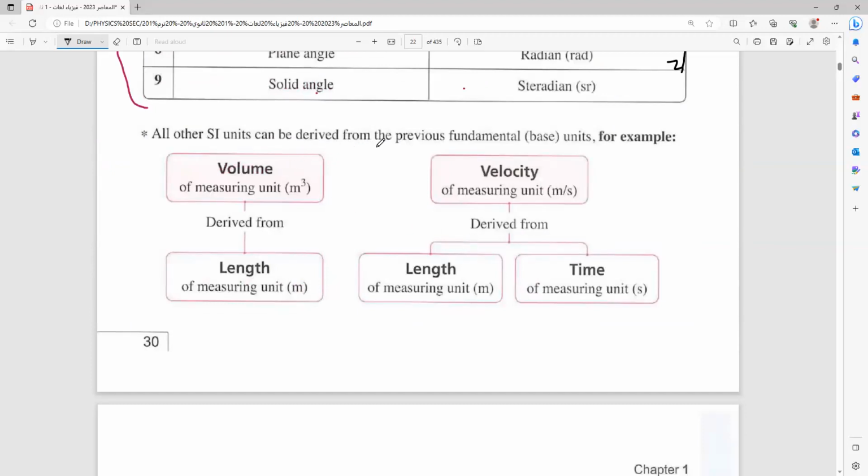All other SI units can be derived from the previous fundamental base units. For example, volume is measured by cubic meter. What does cubic meter mean? Length times width times height. Height is length, measured in meter. Width is also length. So it is derived from length, measured in meter. Velocity is displacement over time. Displacement means length, its measuring unit is meter. Time is measured by second.